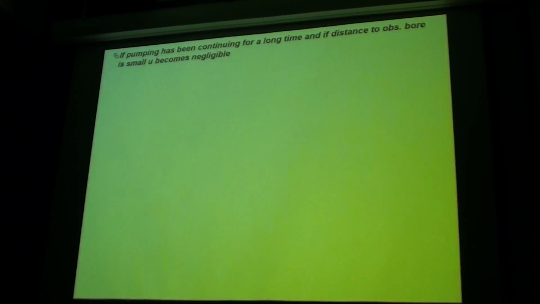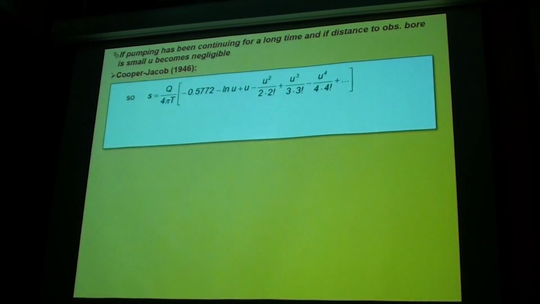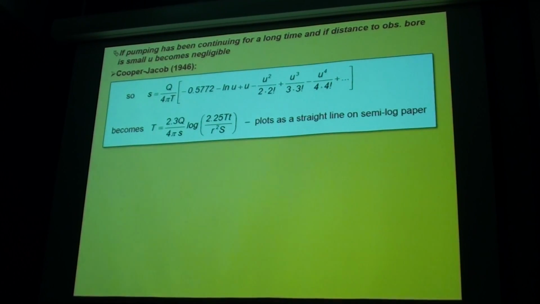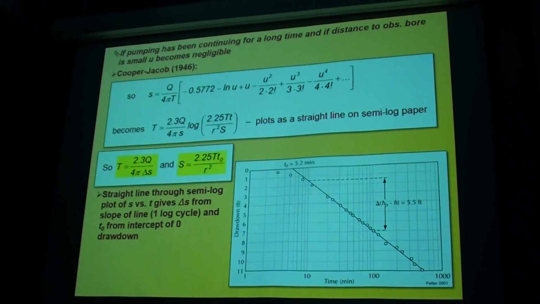If your pumping has been going on for a long time, and if your observation bore is quite close to your pump well, then that u value becomes negligible and can actually be discarded, and the equation can be rewritten to some degree. So you get something looking like this instead. When you put your values on a semi-log plot this time, you can get a nice straight line, and you can use this to get these two equations, which are slightly different to the ones I showed before. And you can analyse it in a different way.